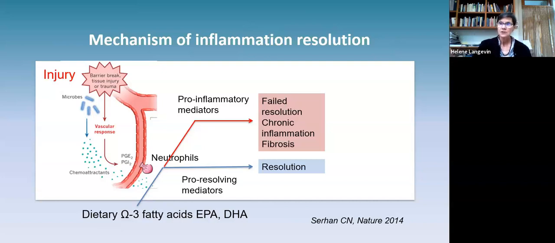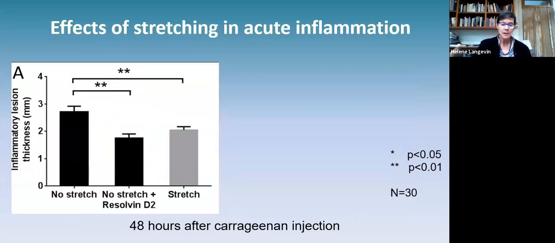There are some substances that are derived from dietary omega-3 fatty acids, namely DHA and EPA, that are manufactured by the body. Some of them are called resolvins or protectins. And these lipid-derived molecules essentially turn off the inflammation once it's no longer needed. So we were wondering whether the effect of stretching in reducing inflammation could be to activate this inflammation resolution mechanism. We first compared the effect of stretching to that of injecting resolvin D2, which is one of the resolvins, into the inflammatory lesion. And you can see here that no stretch plus the resolvin had an effect very similar to that of stretching.